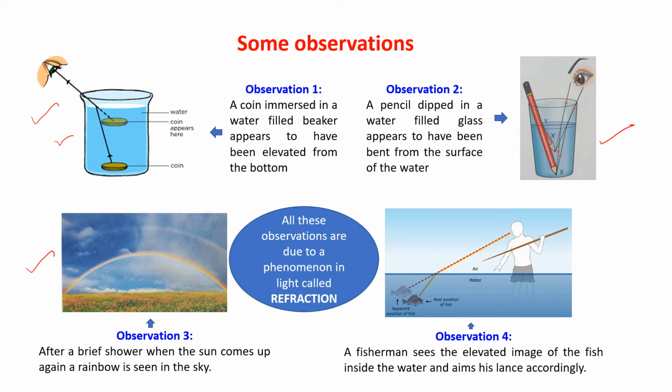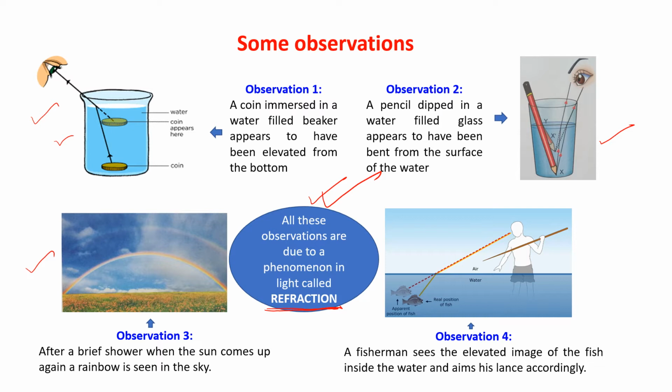Why are all these things happening? Why does the coin appear to have been elevated from the bottom? Why does the pencil appear bent? All these observations are due to a phenomenon of light which is known as refraction. So in this chapter, we will study the property of light, that is refraction.